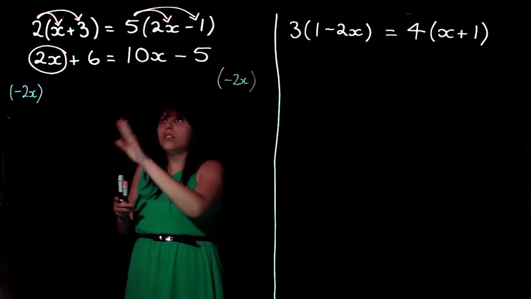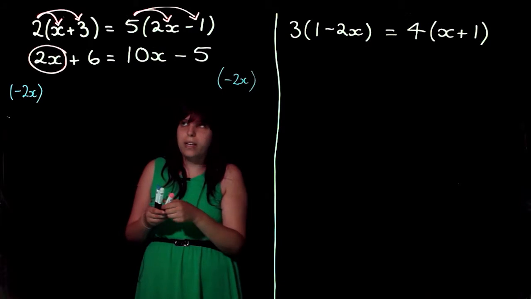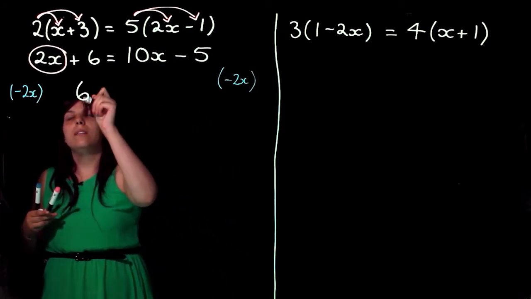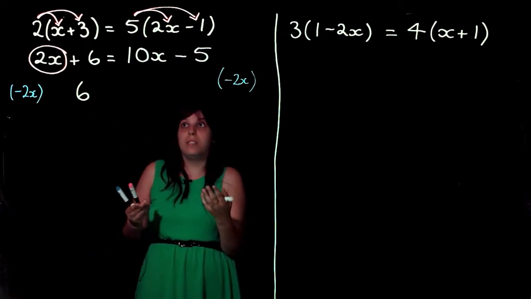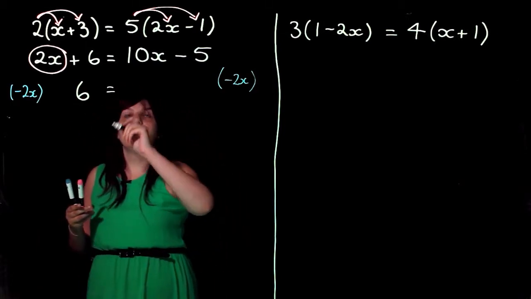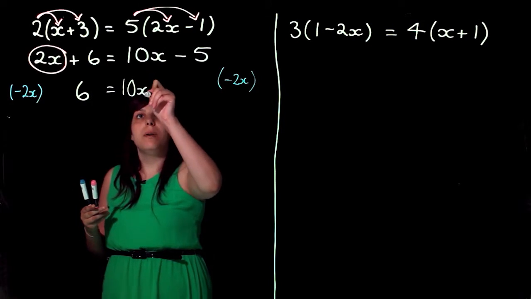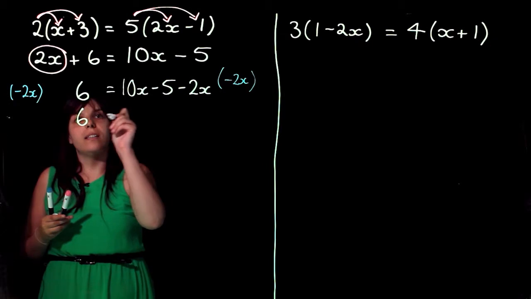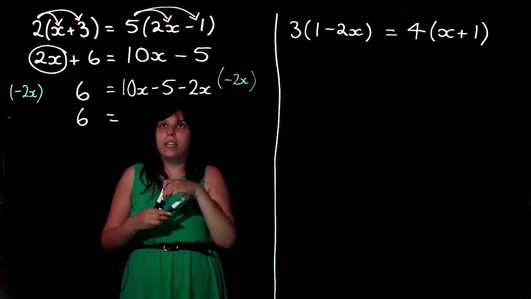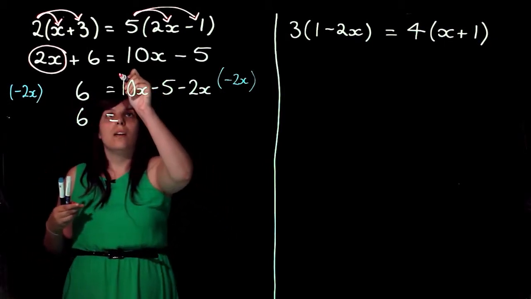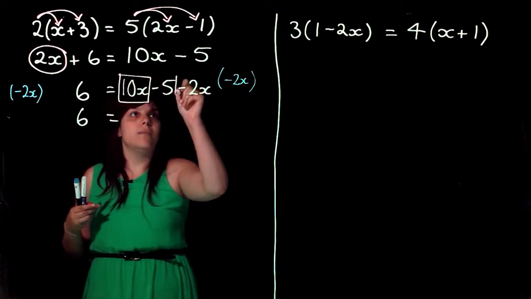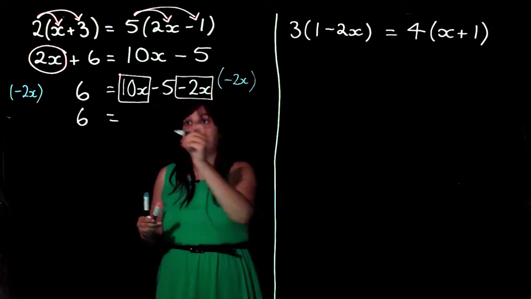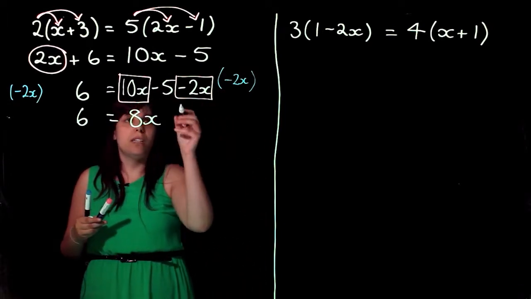So 2x plus 6 minus 2x is just going to leave me with 6, because 2x minus 2x gives me 0, which is what I wanted. And then on this side, I've got 10x minus 5 minus 2x. So that gives me 6, which equals, and I can see I've got 10x and minus 2x. So if I collect the like terms, 10x minus 2x is 8x. And then I've got a minus 5.